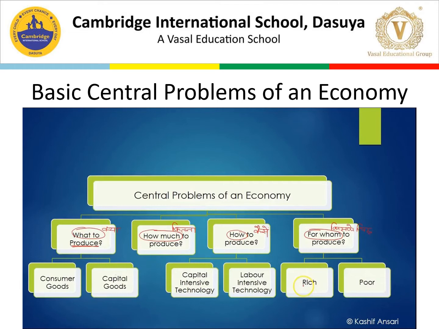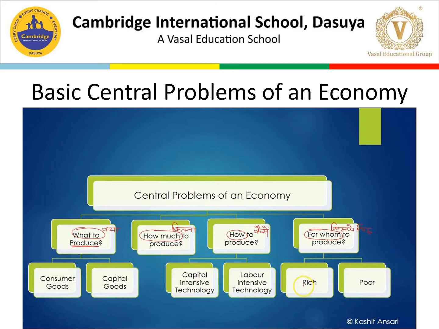Then next thing is how to produce. अब हमें कैसे produce करना है. So it may be with the help of capital intensive techniques or labor intensive techniques. So it is related to you. Next thing is for whom to produce. Whether we have to produce the goods for rich people or the poor people. So it is up to you. किसके लिए कितना प्रोड्यूस करना है. So these are all the basic central problems of an economy.